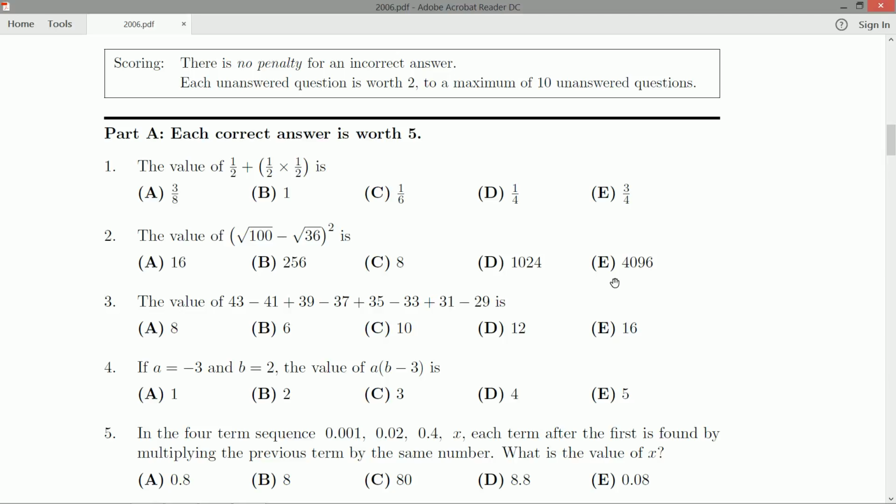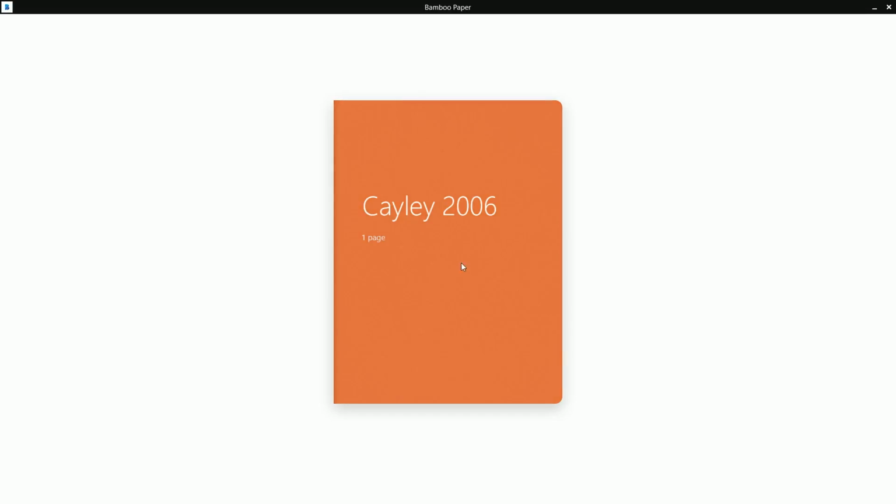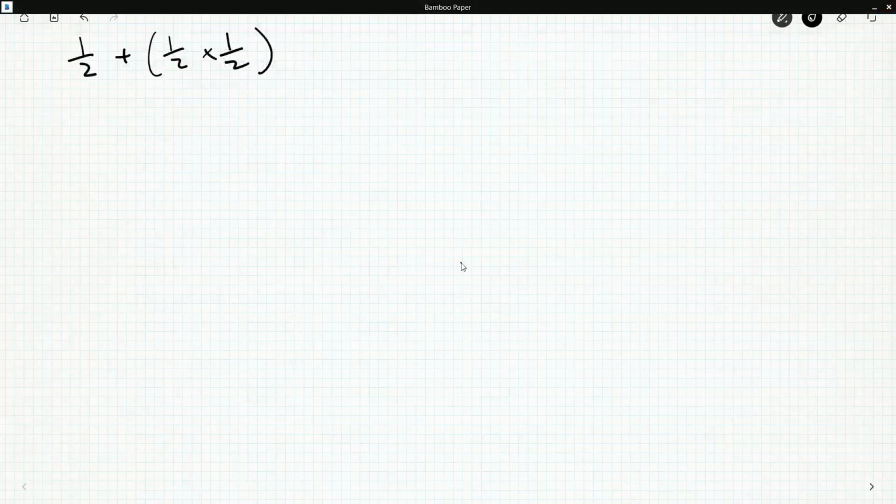I do one question per video, as I always do. Question 1 says, the value of 1/2 plus 1/2 times 1/2 is... You can quickly get this done on your calculator. Half is 0.5. I like writing things, so we're going to work it out with some fractions here. 1/2 plus 1/2 times 1/2.